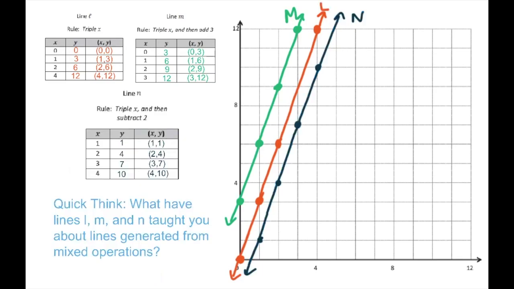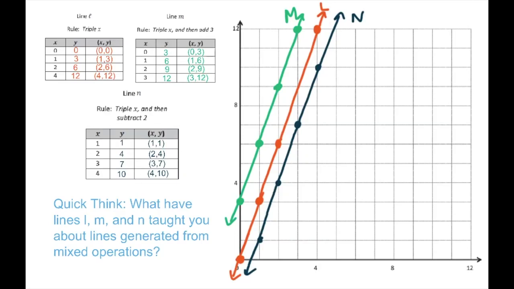All right, now that we have lines L, M, and N on our coordinate plane, I would like you to do a quick think. What have lines L, M, and N taught you about lines generated from mixed operations? So I want you to pause the video. I want you to think about a couple of ideas. Once you have some, press play and we will discuss.